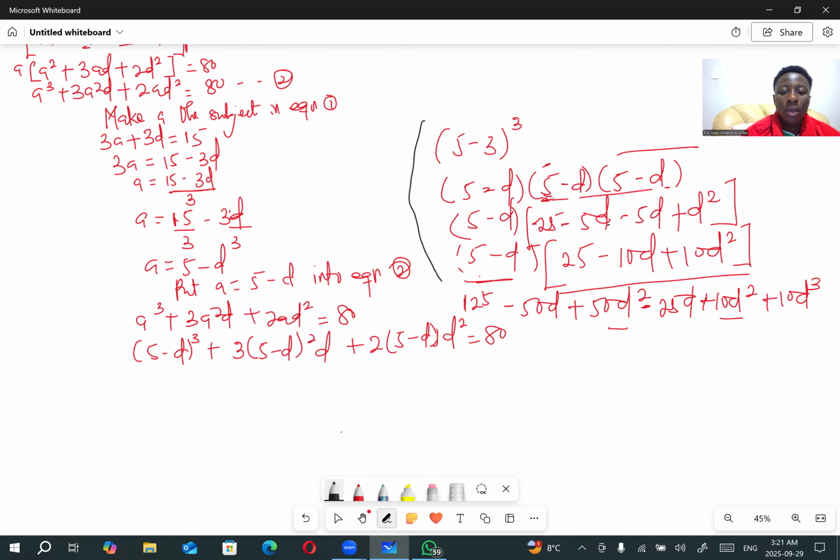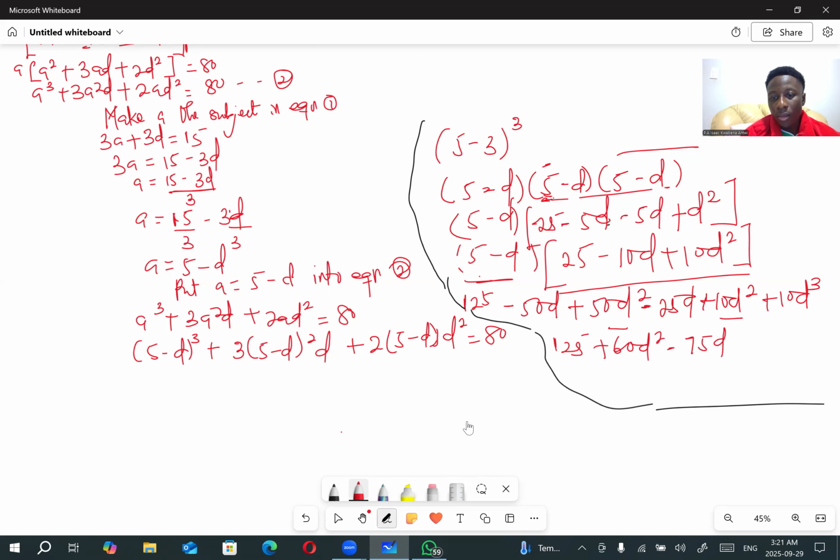Now, if you have to simplify this, the only number there is 125. So 125, then 50D squared plus 10D squared is plus 60D squared. We are done with D squared. Let's come to the D. Minus 50 minus 25 is minus 75, so that will be minus 75D. Then plus 10D cubed. That's the simplification.